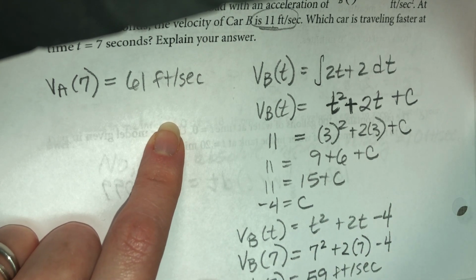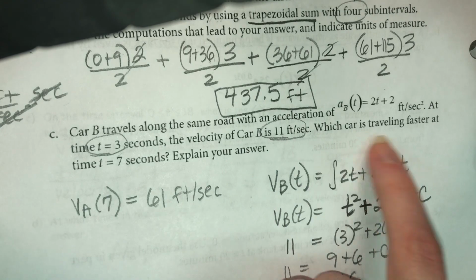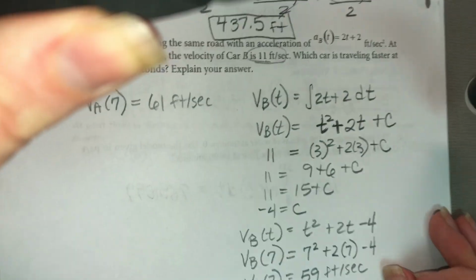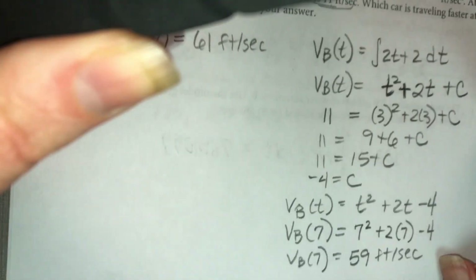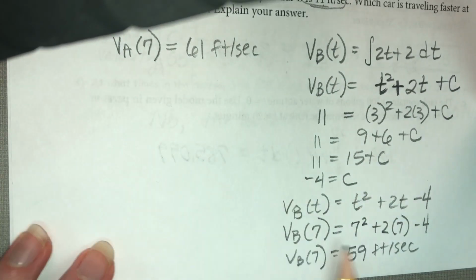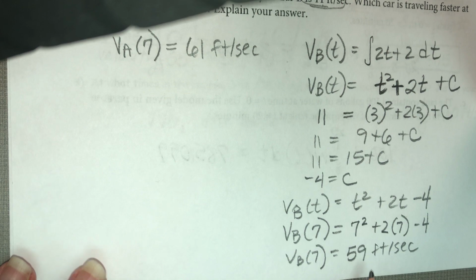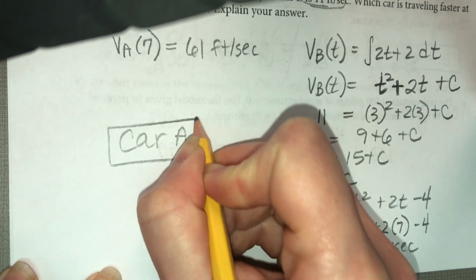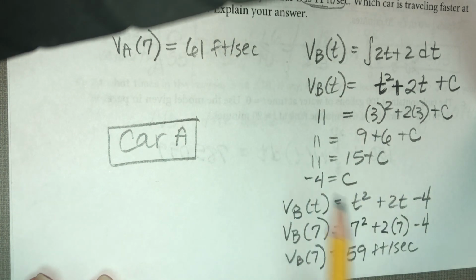It says which car is traveling faster at the time t equals 7 seconds. So we're comparing them. 61 for car A, 59 for car B. So car A is traveling faster, and it says explain your answer. The work that we have shown to calculate those values is the explanation. So we are done with this lesson on integration application.